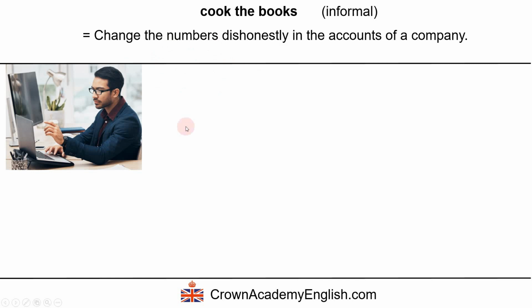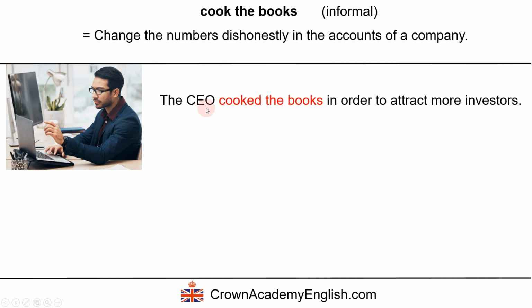So an example is: the CEO cooked the books in order to attract more investors. So perhaps the CEO changed the books, changed the numbers, and he increased the revenue. For example, the CEO cheated and changed the revenue, made the revenue higher than usual in order to attract more investors. So the CEO cooked the books.